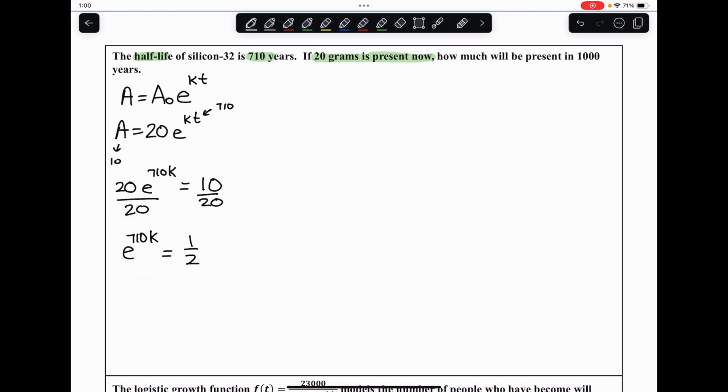From here, we'll solve the equation by taking the natural log of both sides. On the left, this again cancels out, and we have 710k equals the ln of half, which let me write as a decimal, 0.5. Dividing by 710, k equals exactly the natural log of 0.5 divided by 710.